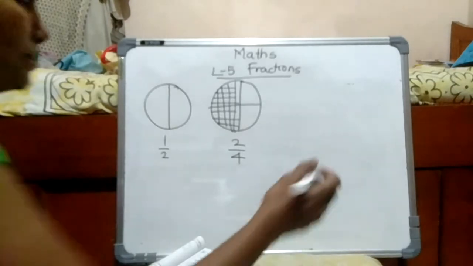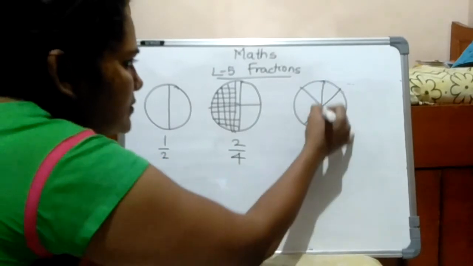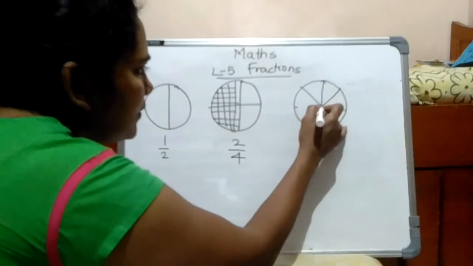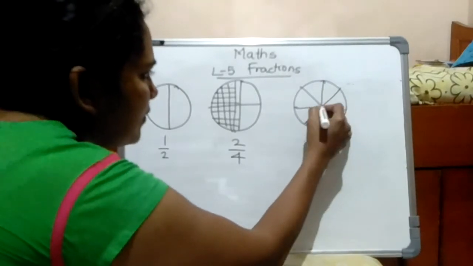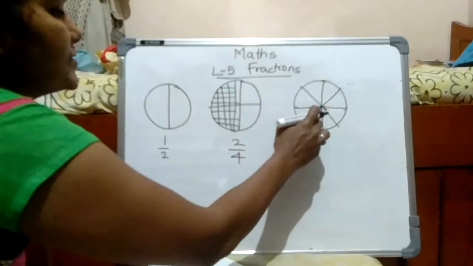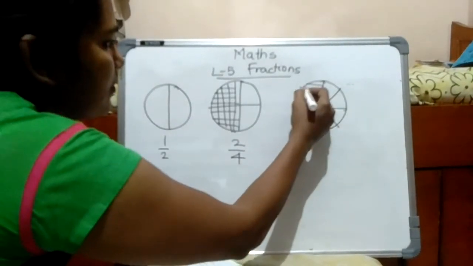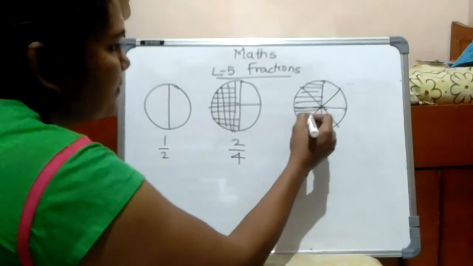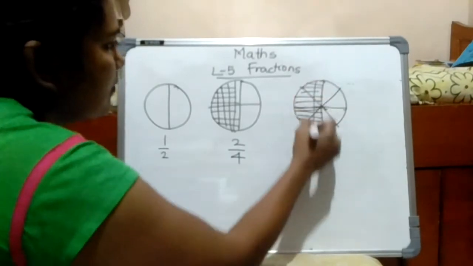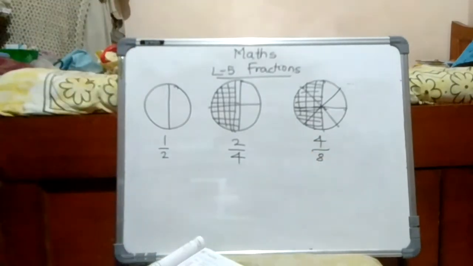Similarly, I'll take one more circle divided into 8 parts. Sorry, it's not coming. Okay, I have put the parts 1 2 3 4 5 6 7 8. Now I have shaded the 4 parts. My drawing is not good, so we will write it 4 upon 8.